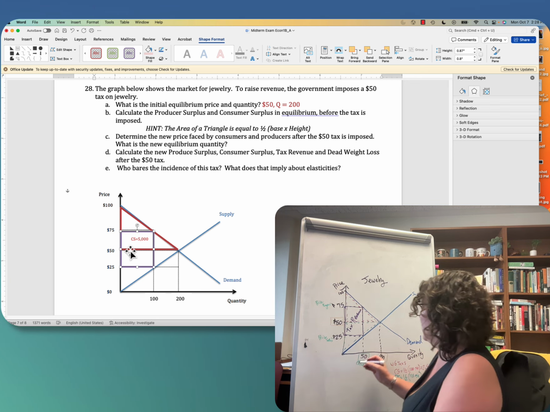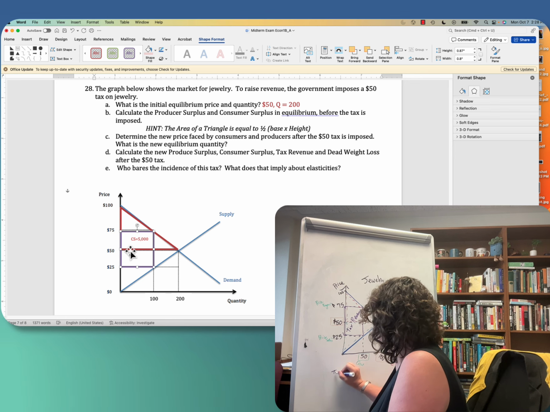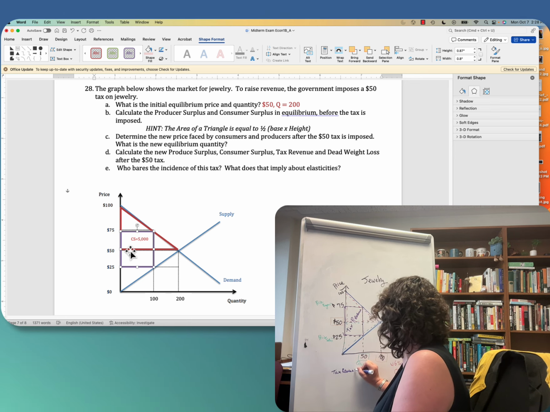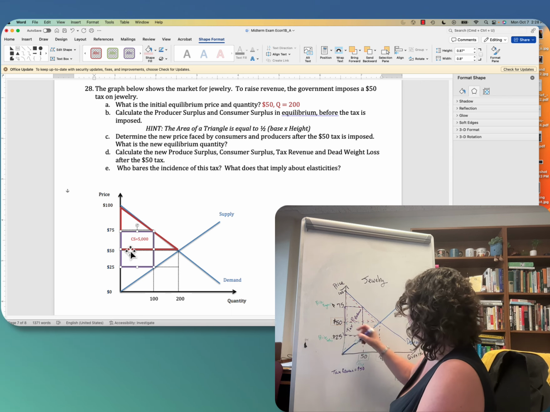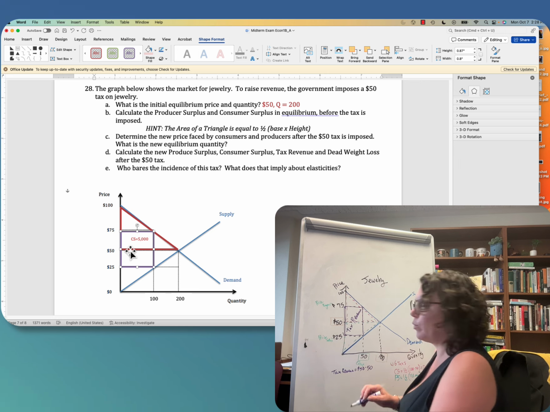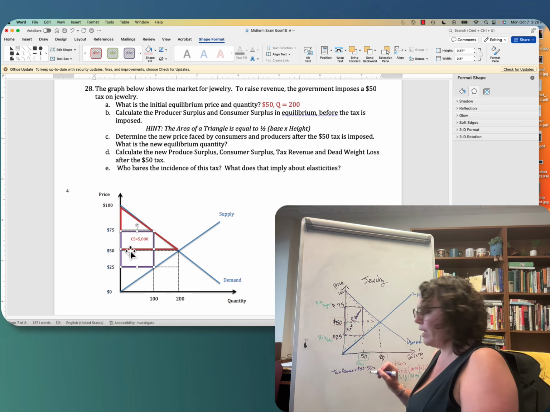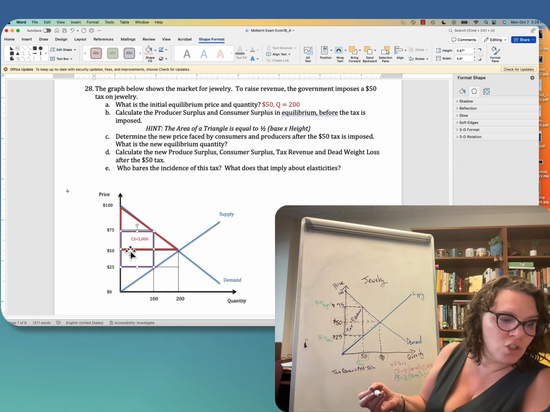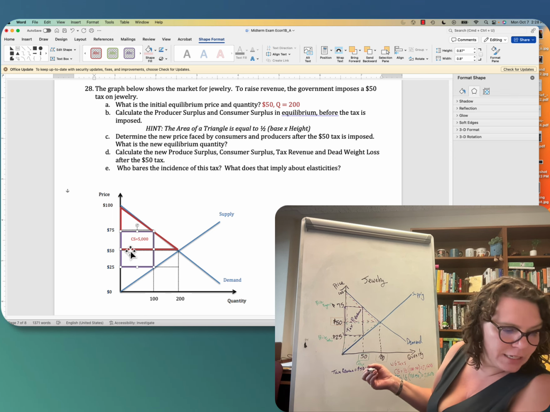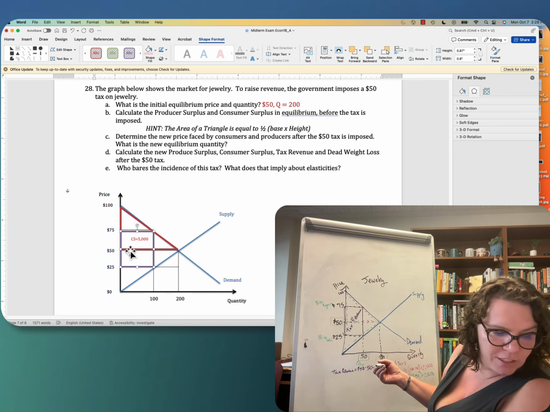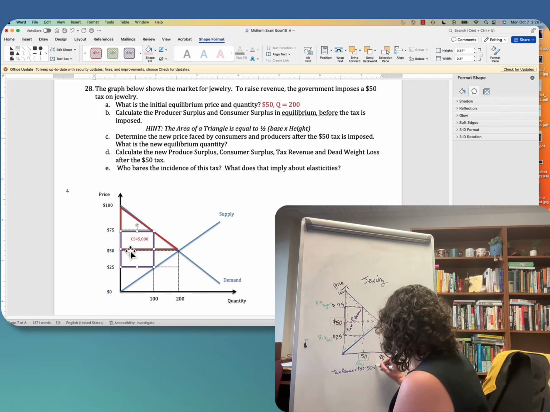So with the tax, in this example, we have a tax revenue which is $50 per piece of jewelry, times, in this case, only 50 pieces of jewelry being bought and sold in this new marketplace. So our new tax revenue is going to be 50 times 50, or $2,500.